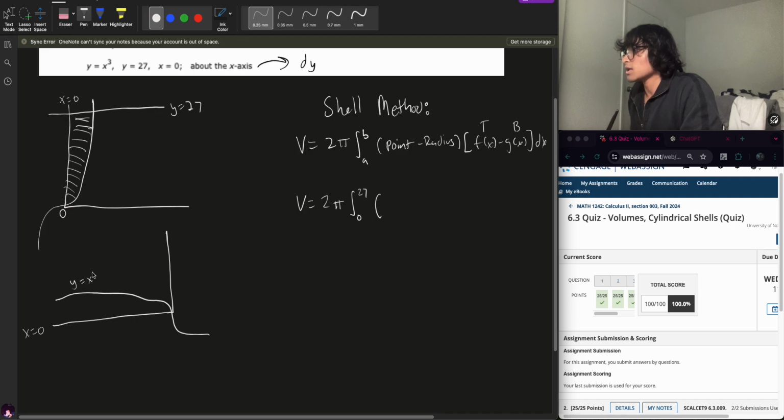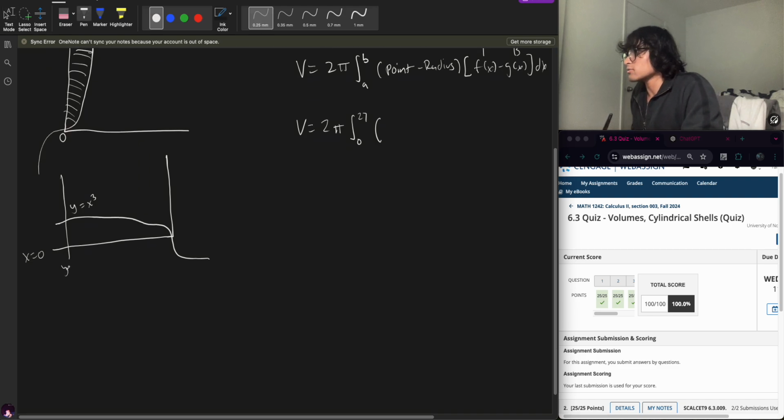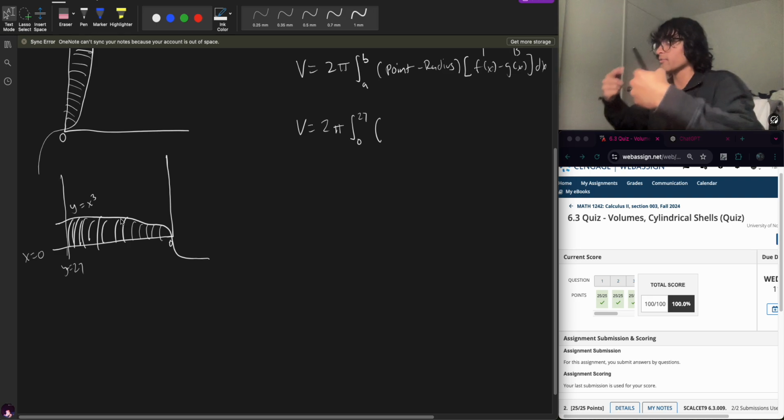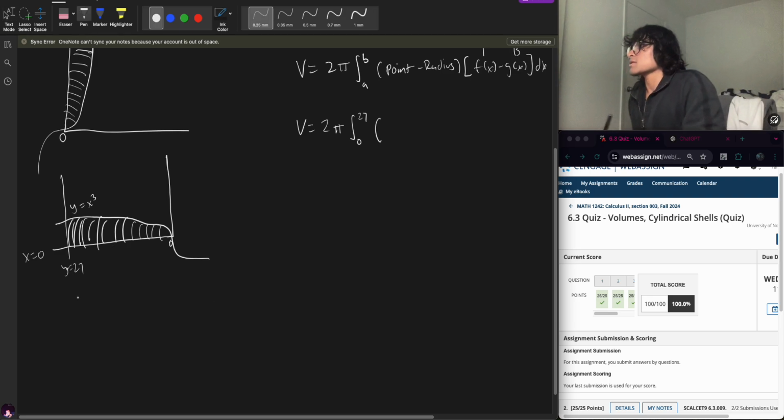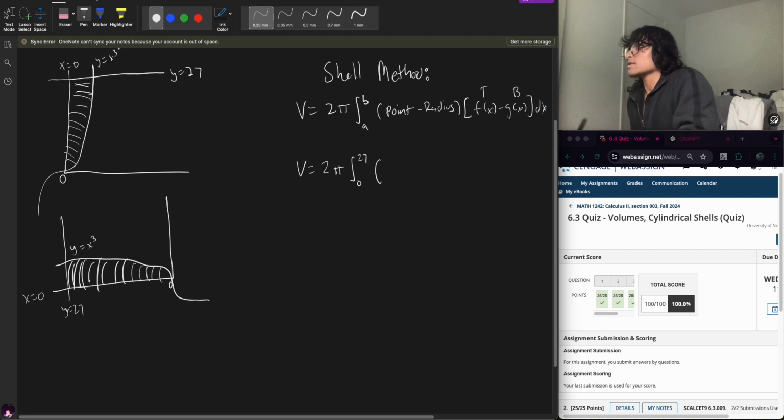y equals x cubed. I forgot to write it up here. Y equals x cubed. And then we have our y equals 27, and we have 0 here, right? We're wanting to find the rotational volume of this area. We want to rotate this around. Okay, so our point radius.